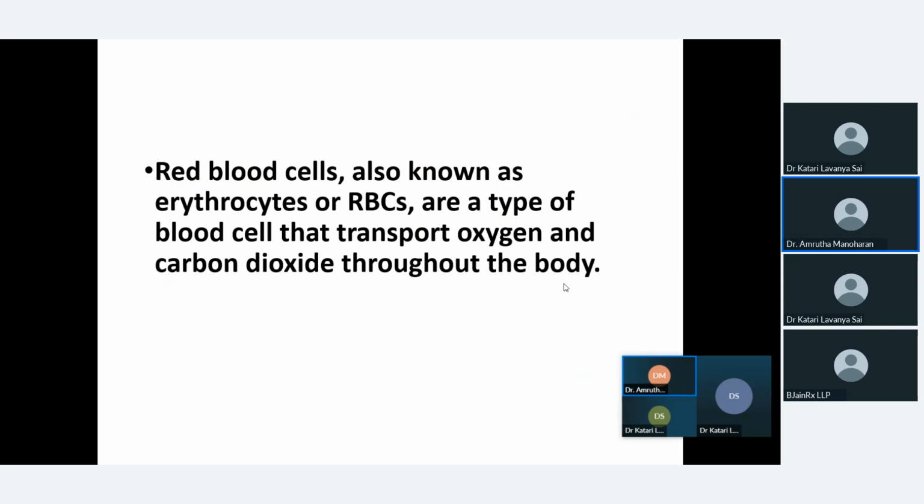So from the figure we can understand the structure of RBC. RBC have a typical appearance. It has a biconcave disc-like structure. They are small, about 6 micrometer in diameter. It has a biconcave shape and they lack a nucleus, which allows them to store more hemoglobin. Hemoglobin is a protein that binds to oxygen.